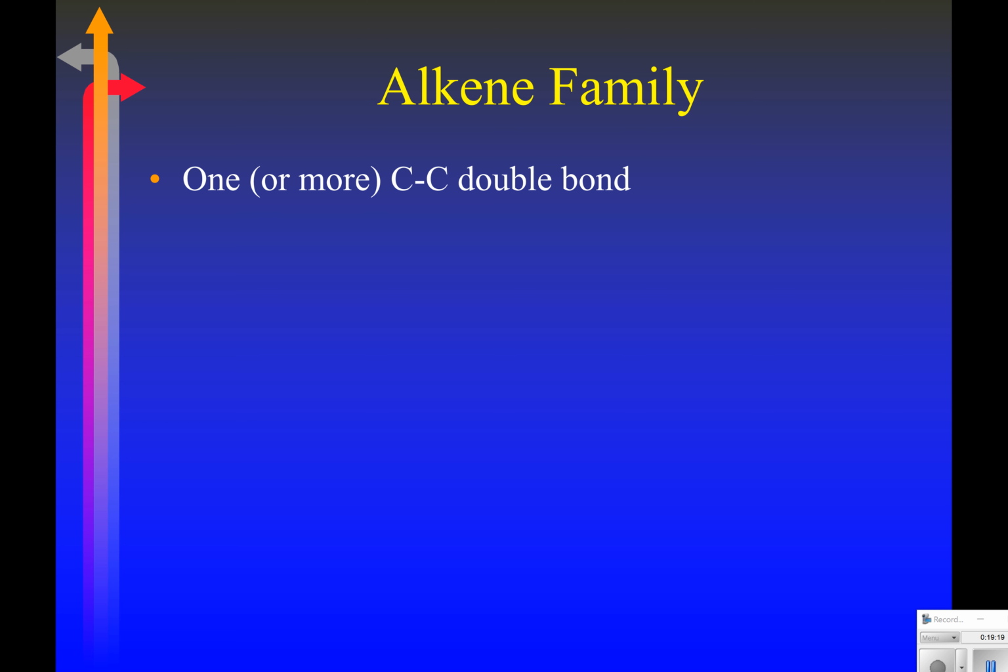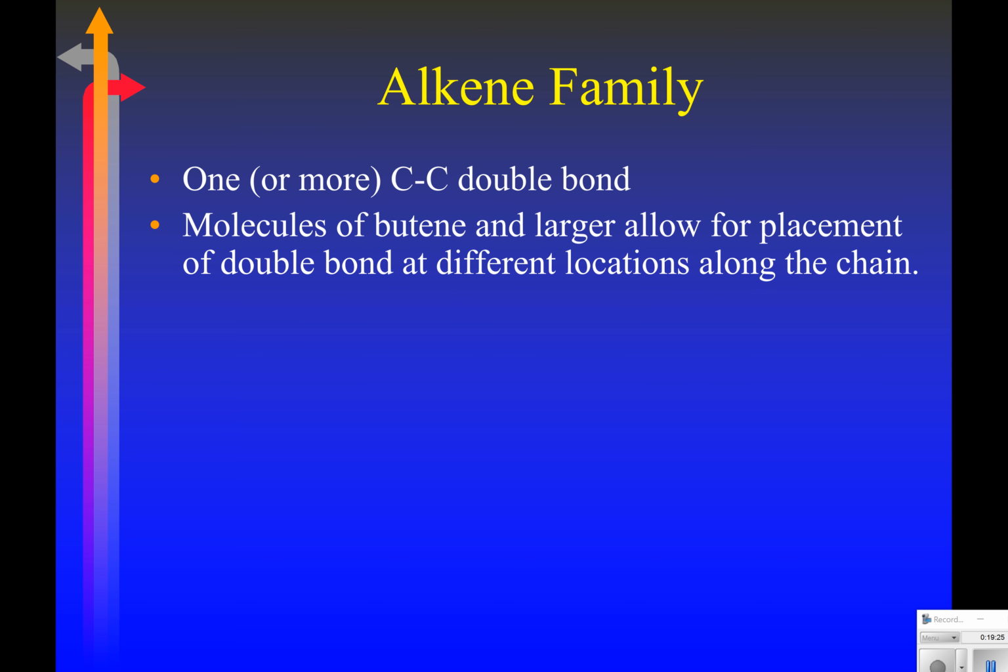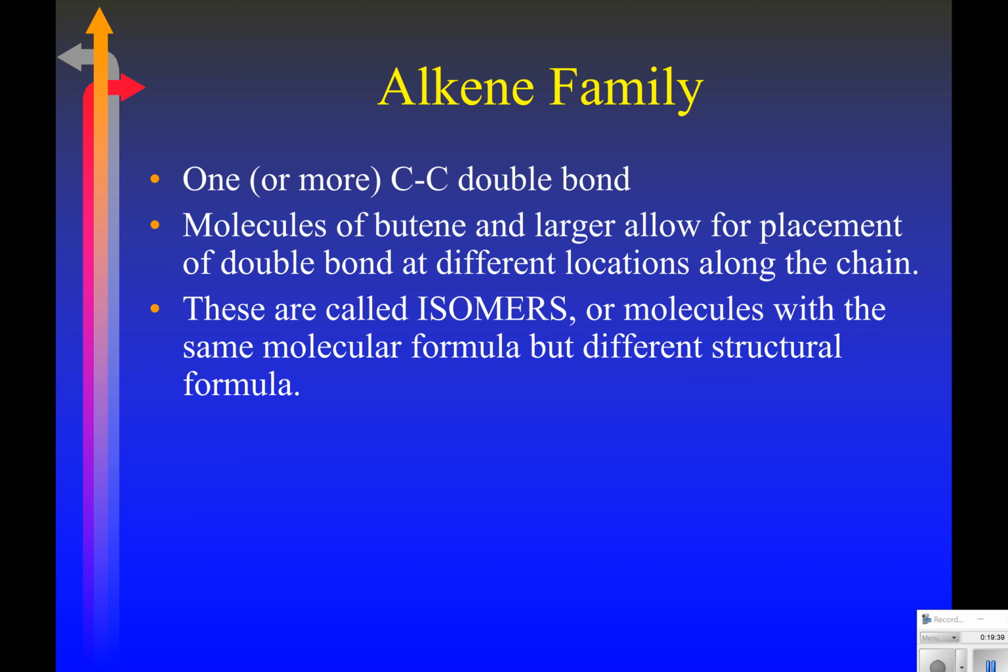So as far as the alkene family, we could have one or more carbon-carbon double bonds. Now, any molecule that has 4 or more carbons, like butene, or anything larger than that, is going to allow for the placement of a double bond at different spots along the chain. These are what we call isomers, not to be confused with isotopes. Isomers are molecules with the same molecular formula, but a different structural formula.